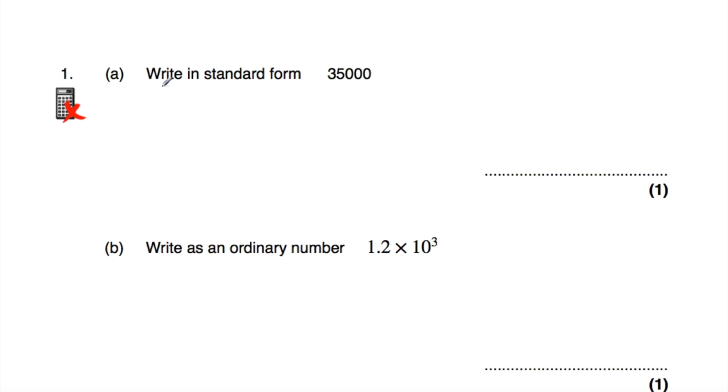Okay, question number one says to write in standard form 35,000. If we want to write a number like 35,000 in standard form, remember we want to write it in the form a multiplied by 10 to the power of n, where a is between 1 and 10, so it's greater than or equal to 1, but less than 10. So it needs to be a number such as, in this case, 3.5. We're going to choose 3.5 because that's a number between 1 and 10. And then we're going to have multiplied by 10 to the power of.